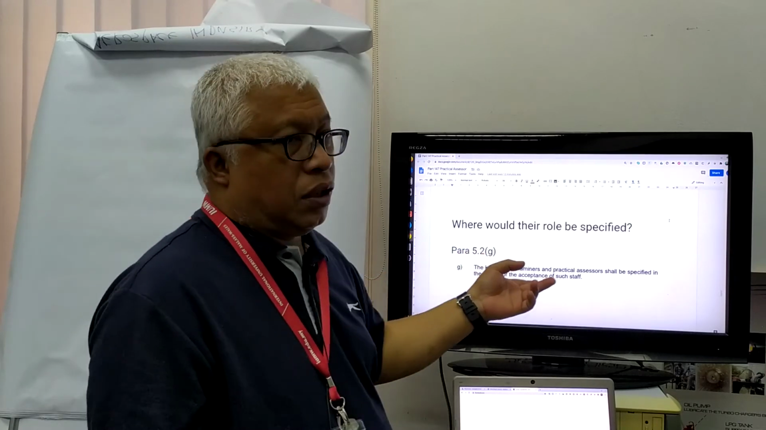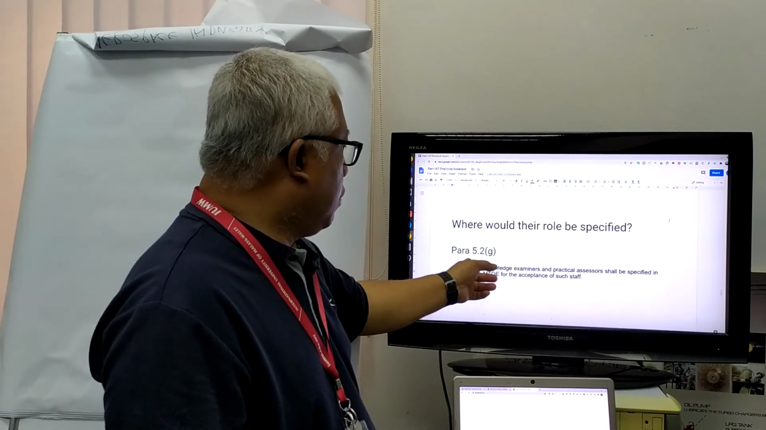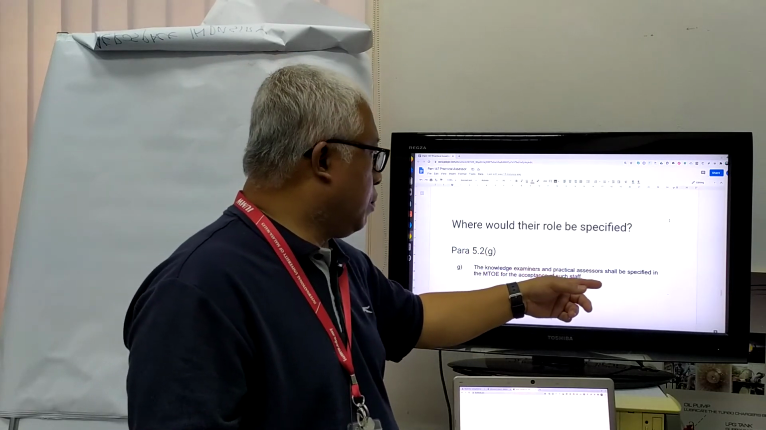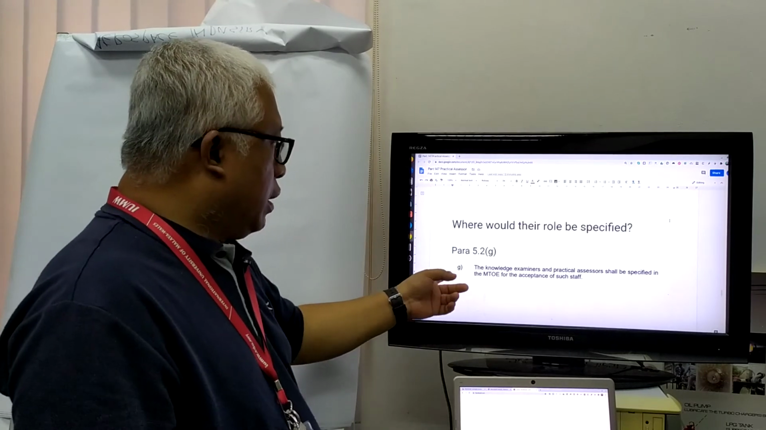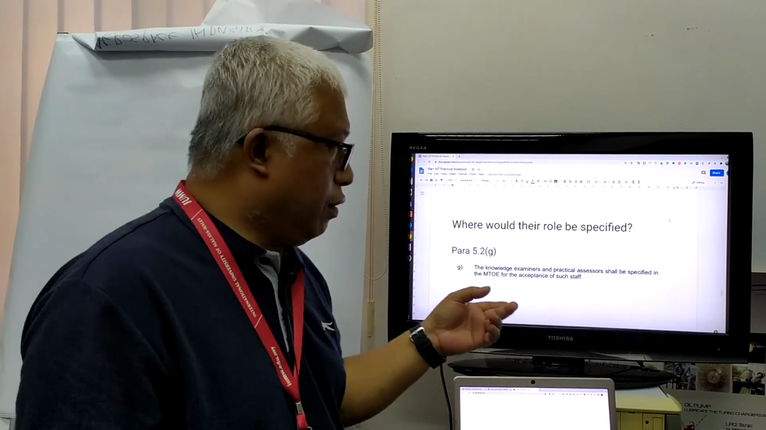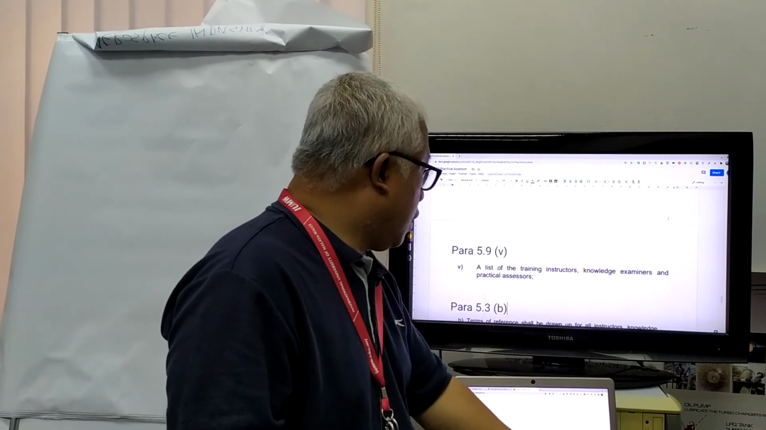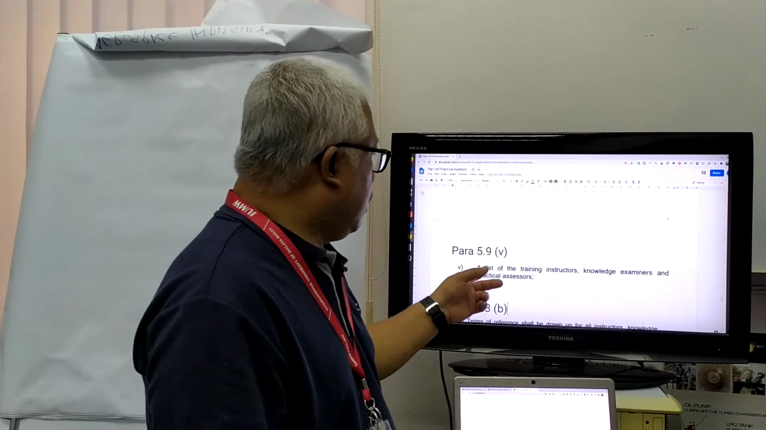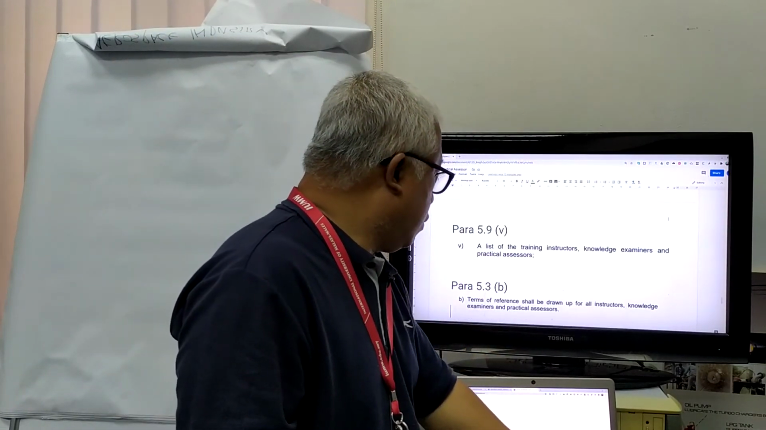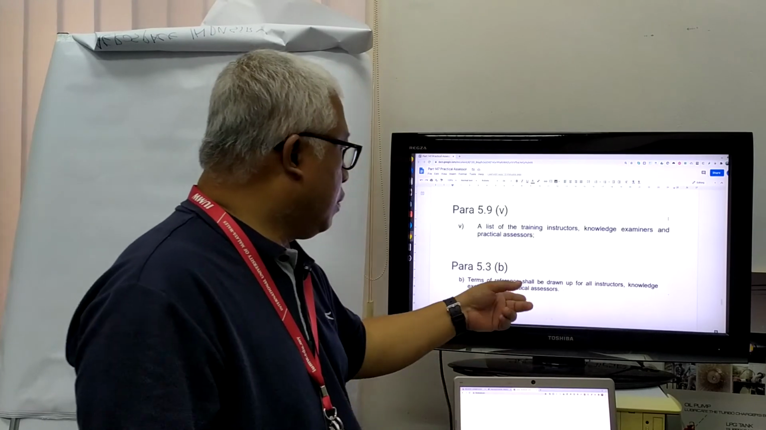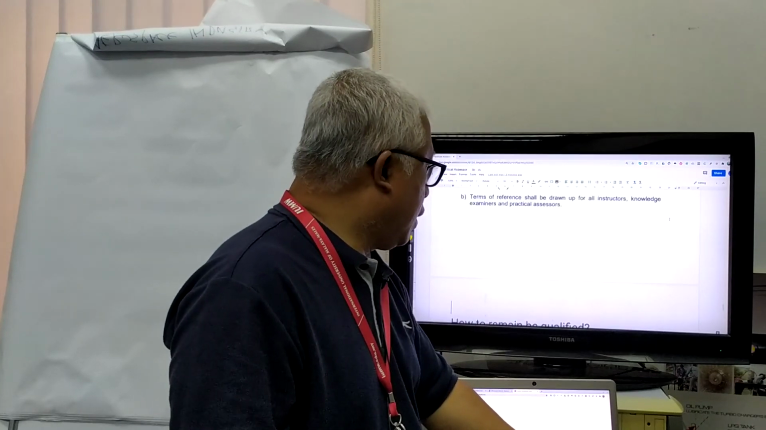So you go to Notice 1201 para 5.2G: the knowledge examiner and practical assessor shall be specified in the MTOE. So their role, the terms of reference, should be in the MTOE as required by CM Part 147 1201 paragraph 5.2G. And also there's para 5.9.5: a list of training instructors, knowledge examiners and practical assessors should be in the MTOE. Also 5.3B: terms of reference should be drawn up for all instructors, knowledge examiners and practical assessors. So that is where the role will be specified.